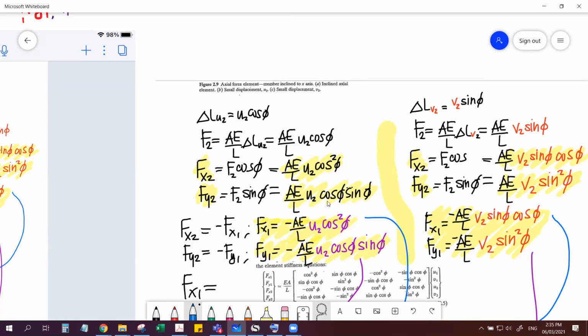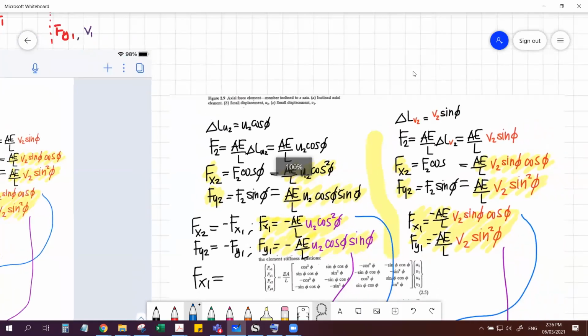So this one. Okay. Next is fx2, fy2, and we all know by equilibrium, fx2 is the negative of fx1, while fy2 is the negative of fy1. Rearranging that, fx1 is equal to negative AE over L U2 cosine squared phi, fy1 is equal to negative AE over L U2 cosine phi sine phi. So I made this color magenta to differentiate it from the other displacements.